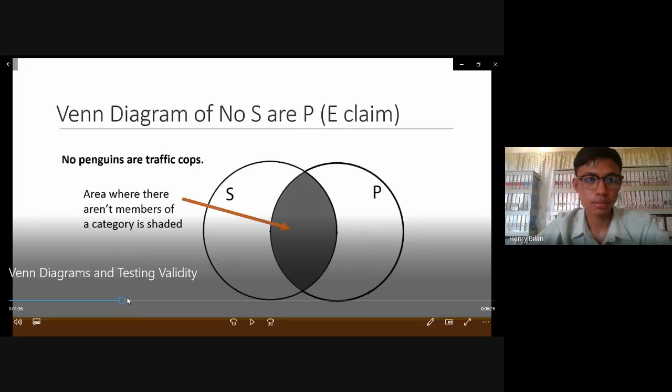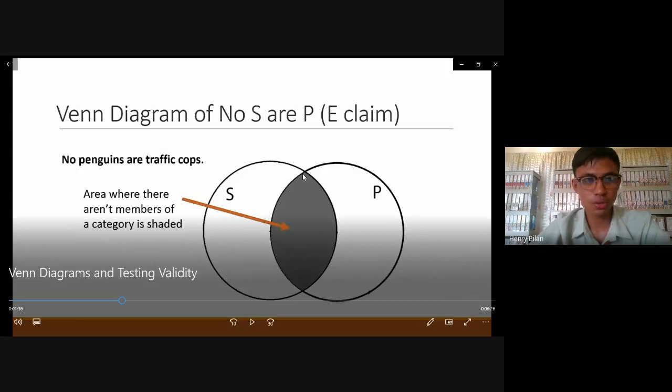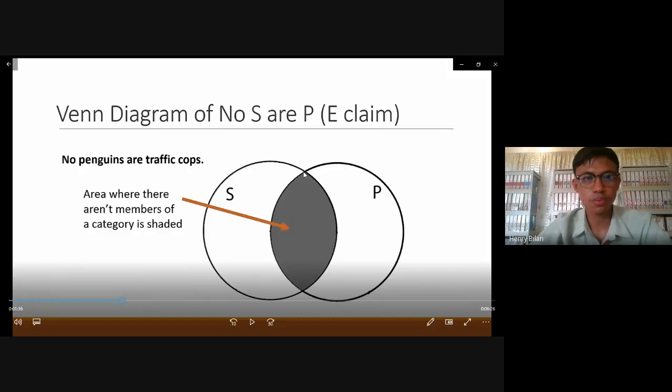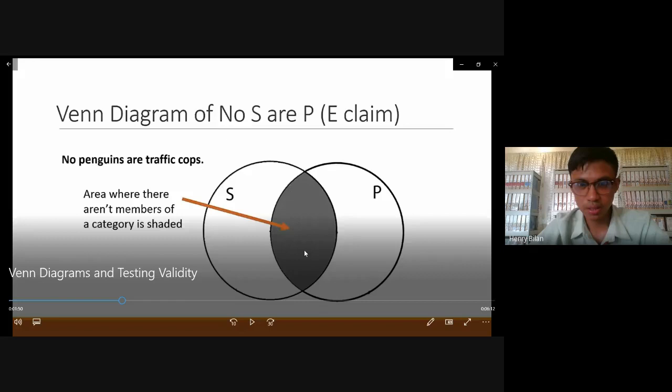Ito, no penguins are traffic cops. In short, no S are P. Ibig sabihin, they have no connection. Walang connection. Kasi walang penguins na traffic cops, walang S na P. Kaya pinutol na natin yung ugnayan nila kasi wala silang ugnayan. Ganun lang. We shade this area, we shade this area. Hindi sila nagsasalubong. So wala silang connection. Walang S na P, walang P na S. Kaya andyan yung shade sa gitna. Okay?